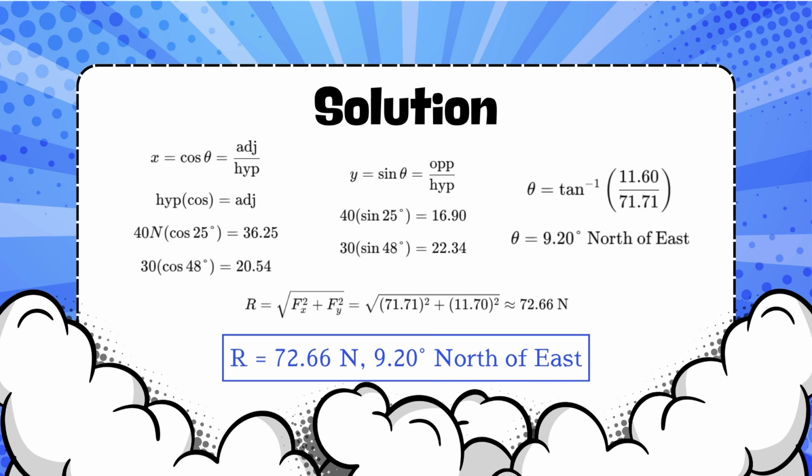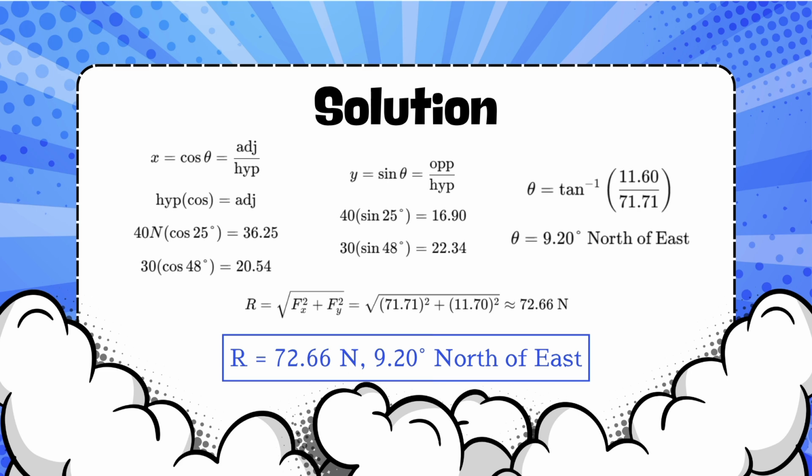Now, to get our resultant force, we will use the formula R equals square root of x squared plus y squared. So we will get R equals square root of 71.71 squared plus 11.69 squared. And we will get the answer of 72.66 newtons.